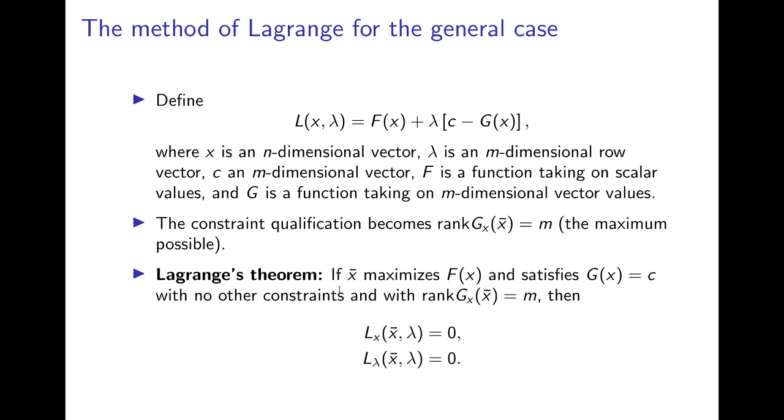And then Lagrange's theorem would just be generalized: if a certain x bar maximizes the objective function and in addition it fulfills the constraints, with the constraint qualification being satisfied, then the derivative of the Lagrange function with respect to all the choice variables has to be equal to 0, and the derivative of the Lagrange function with respect to the Lagrange multipliers has to be equal to 0. And as stated before, this would provide us with a system of m plus n equations to solve for the m plus n unknowns, the choice variables and the Lagrange multipliers.